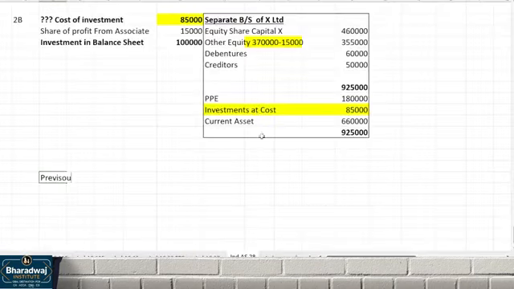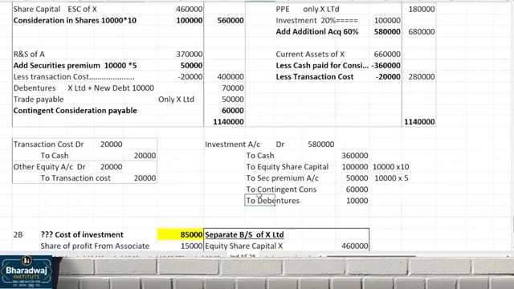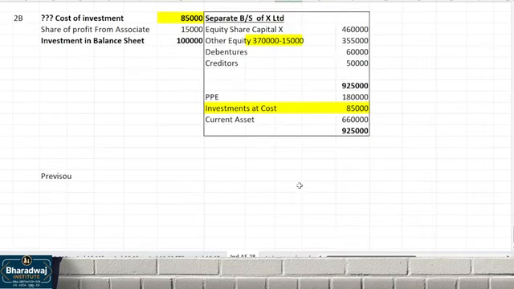It will come. Pure investment, separate balance sheet. 2B we'll do next. That's what we are going to do next. 2A basic problem. I request you to go through the basic problem.